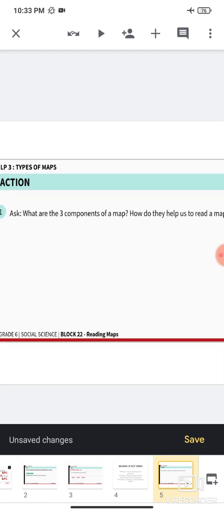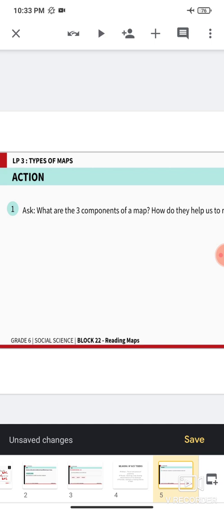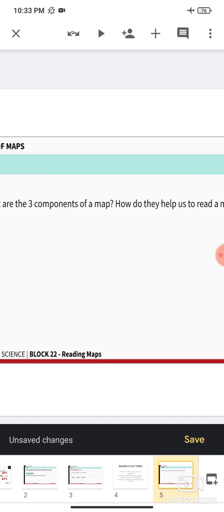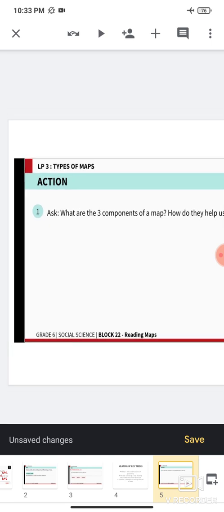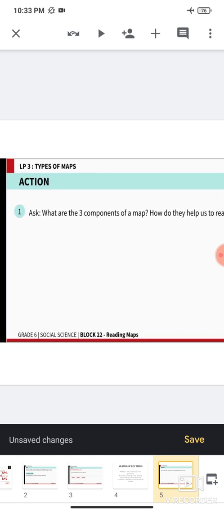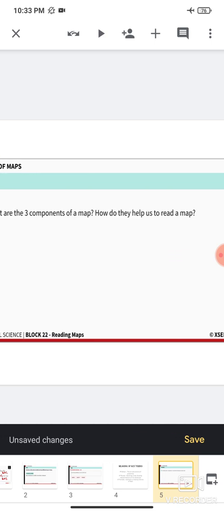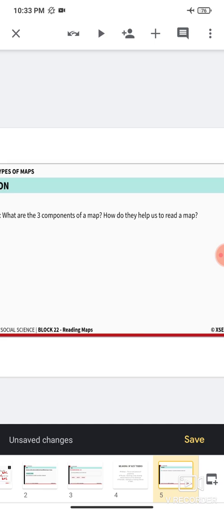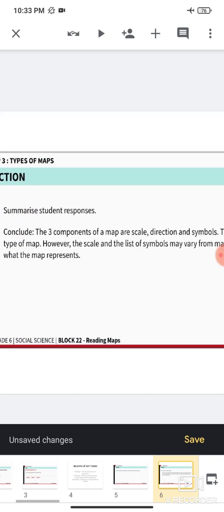We have learned about the components of a map in our last class. So what are the three components of a map, and how do they help us to read a map? Very simple. This is just a repetition of yesterday's class. If you still remember, please keep that in mind.